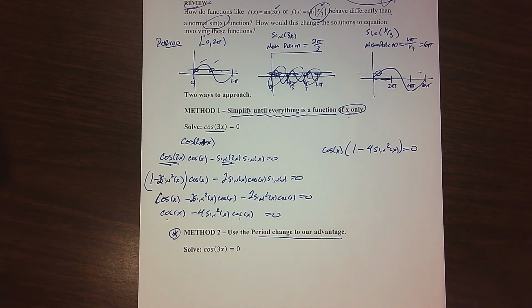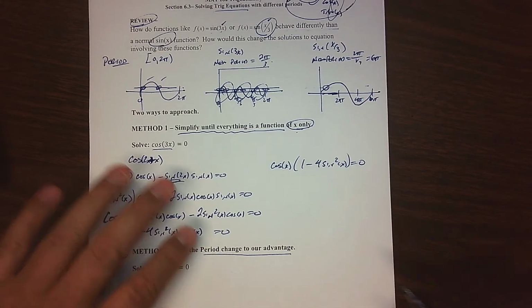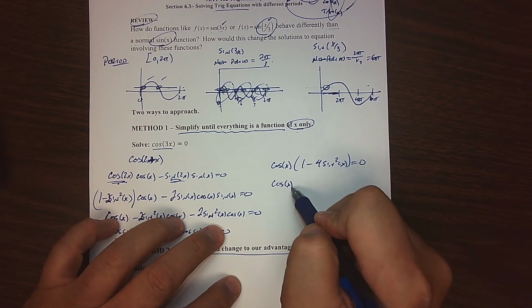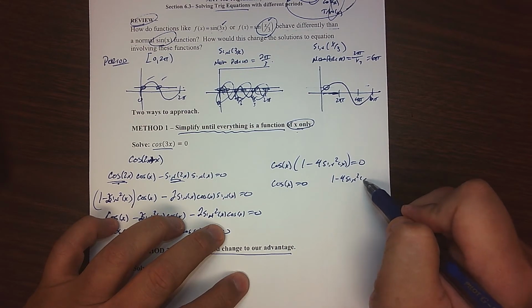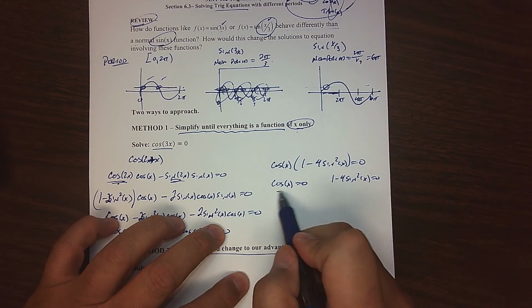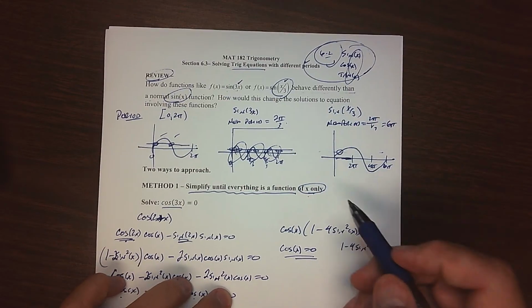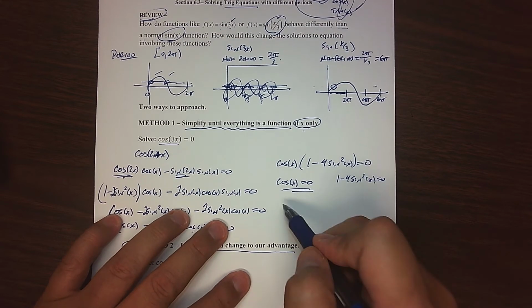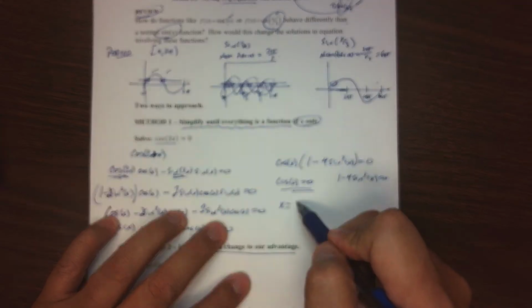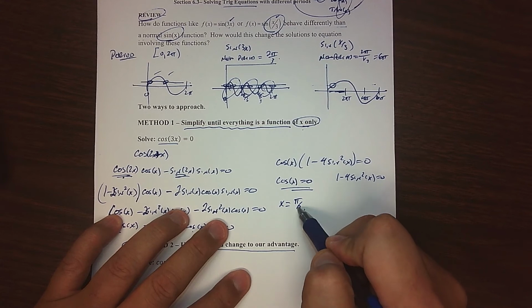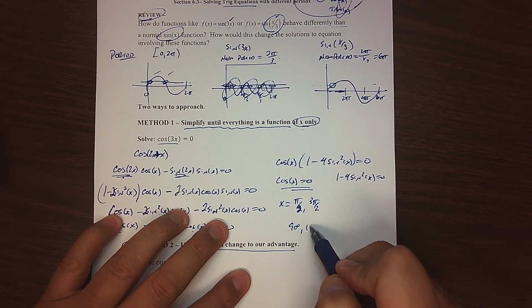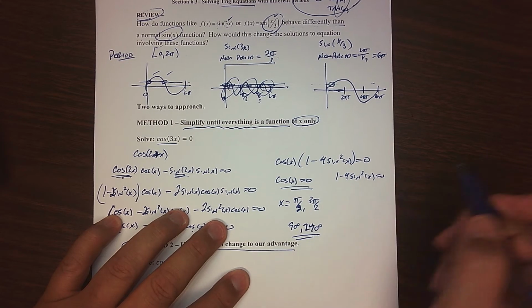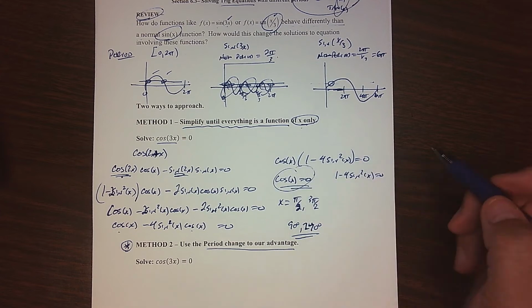And now we can invoke what we did in 6.2. I can break this up. This is the cosine of x is 0, or 1 minus 4 sine squared x is 0. So this guy, in the first rotation, the cosine of x is equal to 0 at pi over 2 and 3 pi over 2. We're in degree mode, 90 degrees and 270 degrees. So those are the two values that make cosine equal to 0.